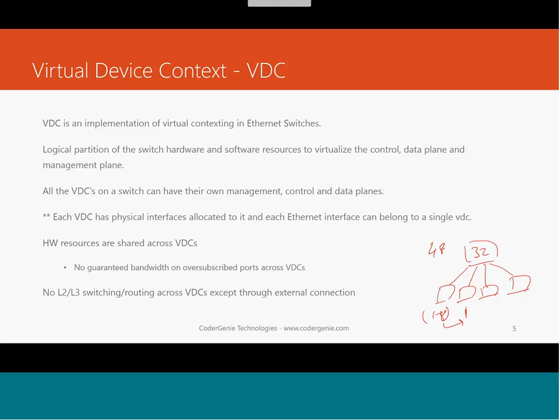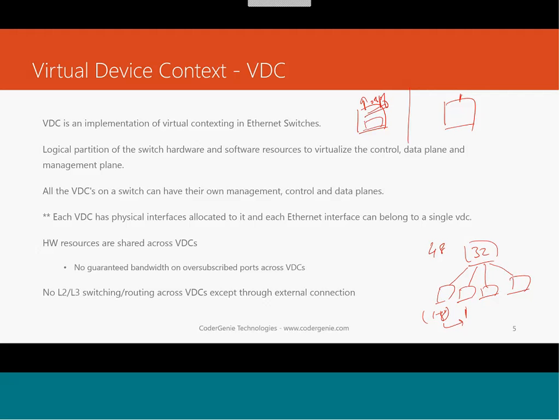So there is no L2 or L3 switching or routing across VDCs except through external connections. Now, what this means is, if there are two VDCs, whatever feature you're running here doesn't interact with the features or connections being run on the other VDC, right? So say you're running OSPF on this VDC, and you think that if you do redistribute connected, all the interfaces of the switch will get redistributed. That is not going to happen. Only the interfaces of this VDC are going to get redistributed, all right?